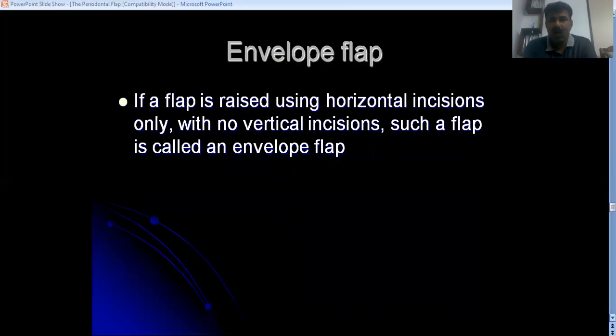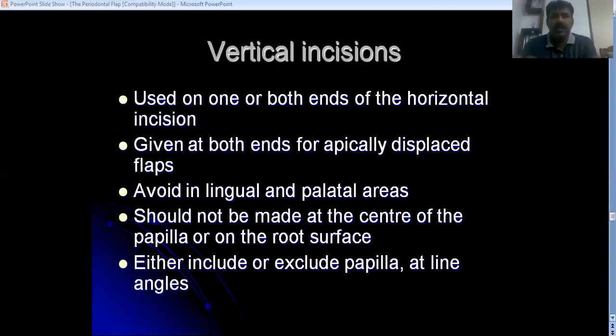Now, when you are giving only horizontal incisions without any vertical incisions, such a flap looks like an envelope. That is known as an envelope flap. So a flap which is elevated only by means of horizontal incisions without any vertical incision is known as an envelope flap.